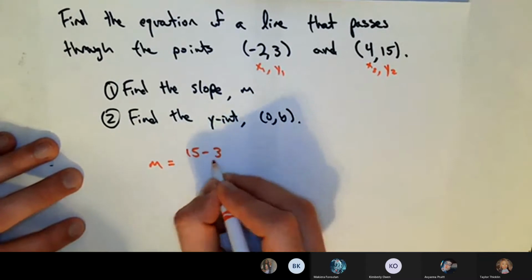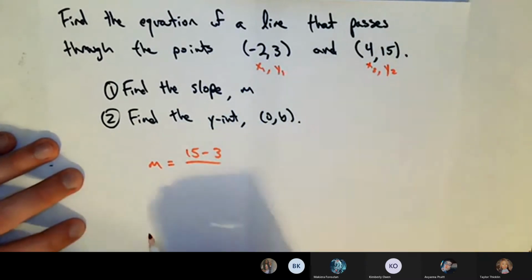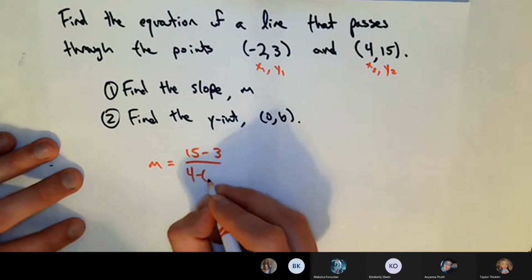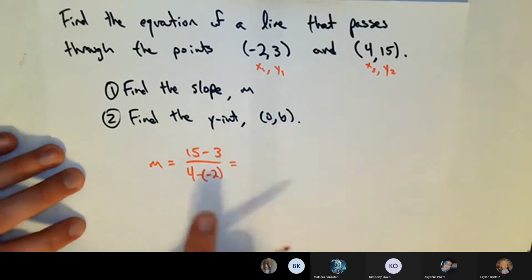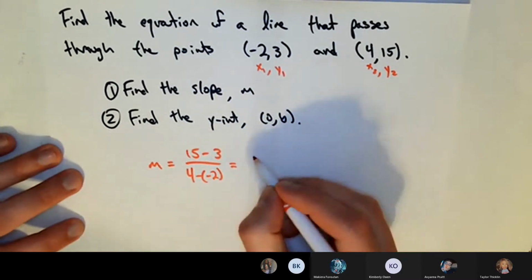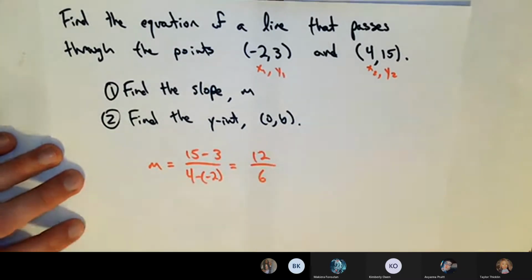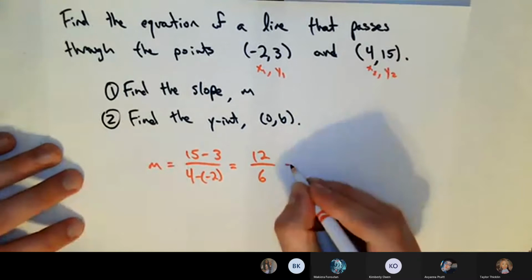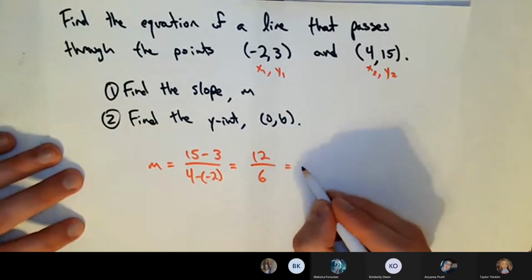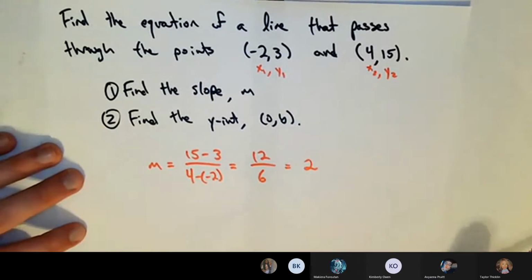So 15 minus 3, difference of the y values, and then difference of the x values. So I've got minus a negative there. I'll need to watch out for that. 15 minus 3 is 12, and 4 minus negative 2, that turns into a sum. So 6. 4 plus 2 is 6. Reduce, always try to reduce, which thankfully this reduces into a whole number.